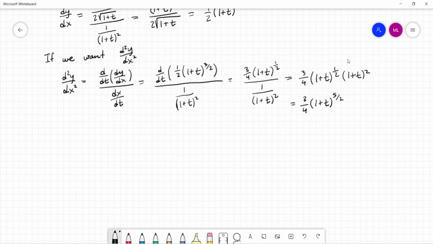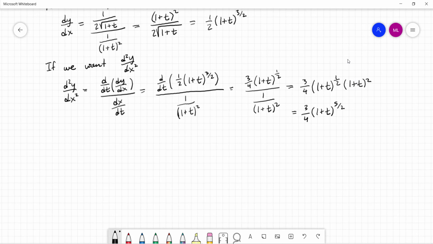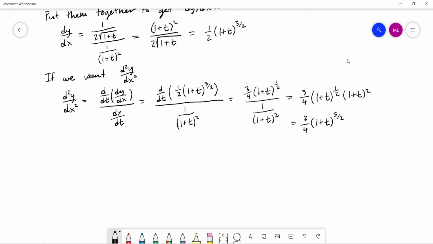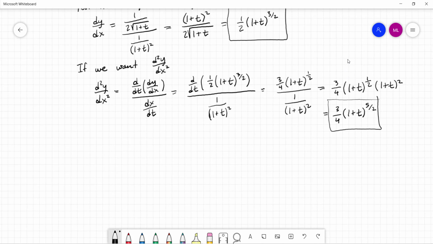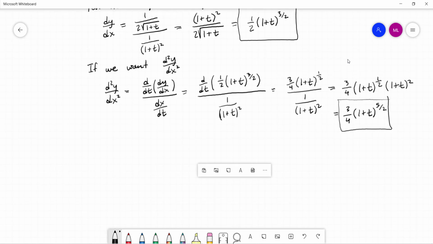Okay, so there is our second derivative, if we wanted to do that. So first derivative here, second derivative right there. All right, next step.